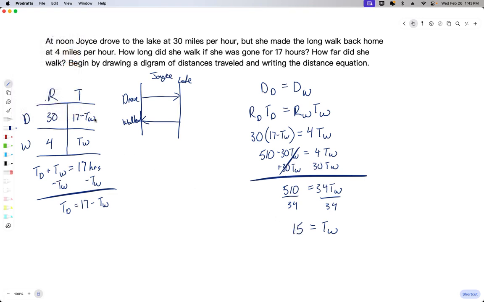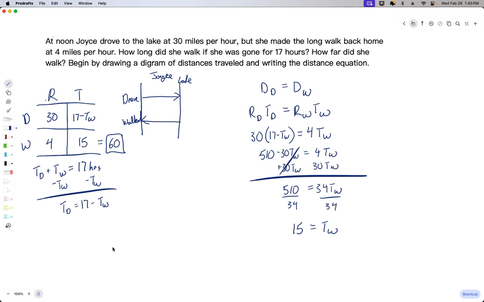Okay. So let me use this right down here. How far did she walk? Well, in order to find out how far she walked, we have to put in our time. 4 miles an hour times 15 hours, that's going to be 60 miles. So that's one answer.